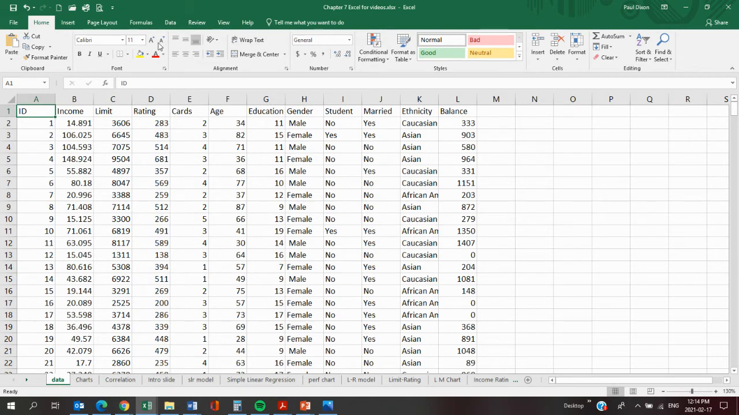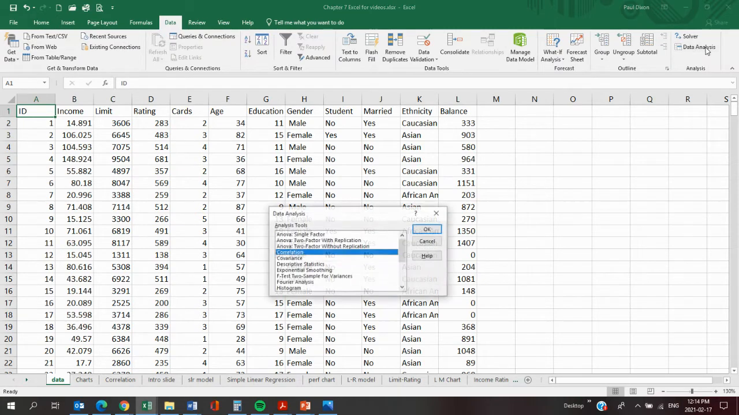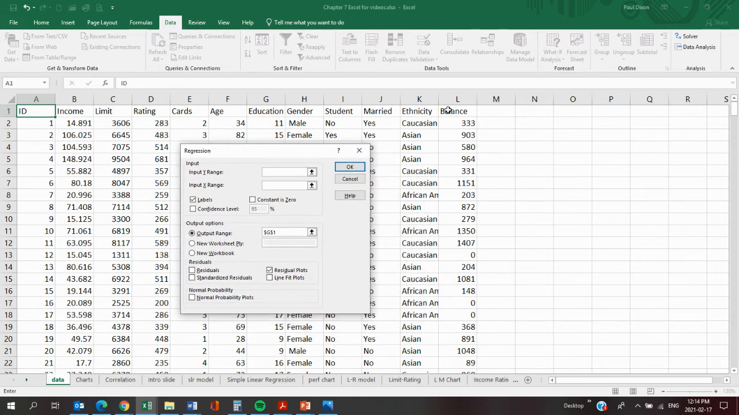So you go in here, go to data analysis, go down here to regression, okay? And it asks for a variety of things. Let me just take these out that I've had before. First of all, it wants my y variable. What am I trying to predict? Well, I'm trying to predict the balance.